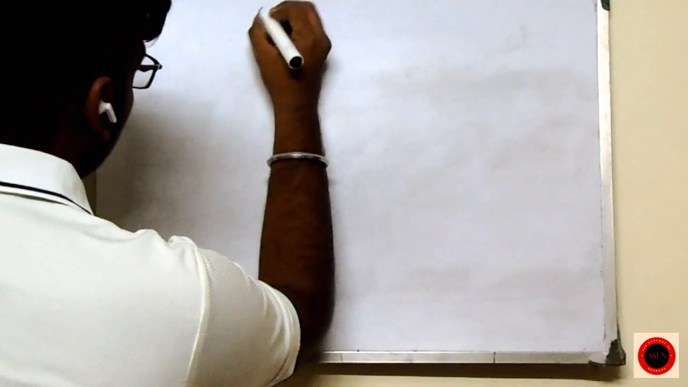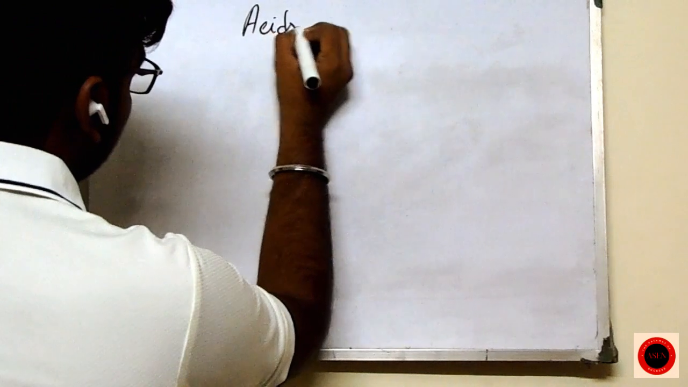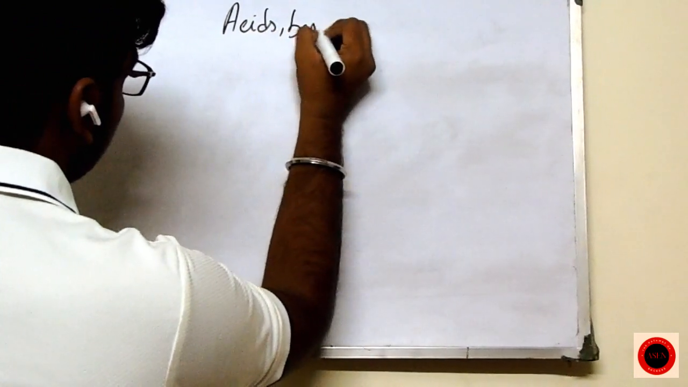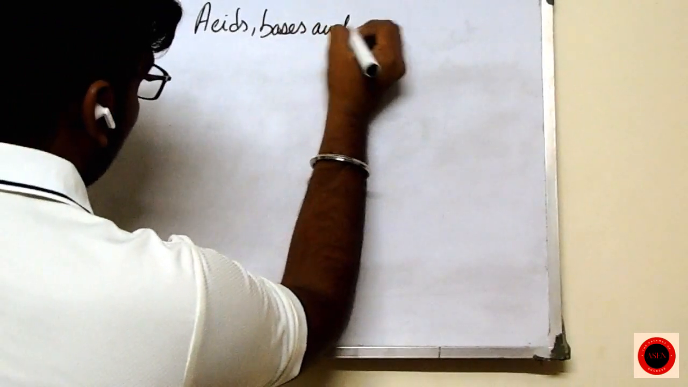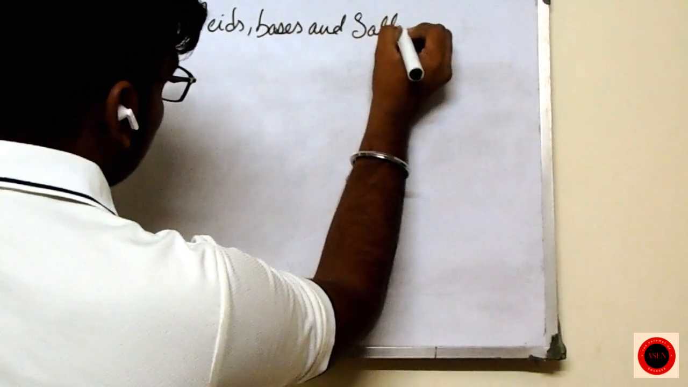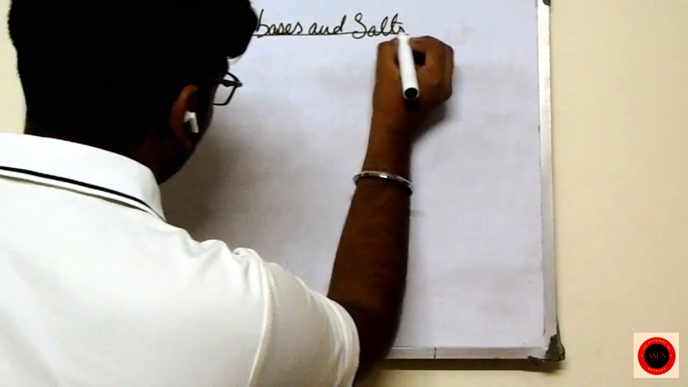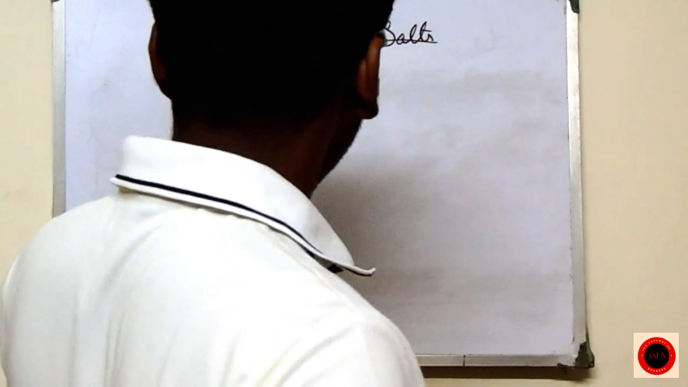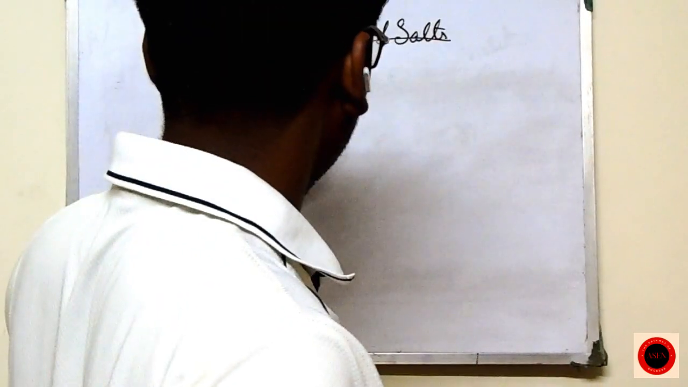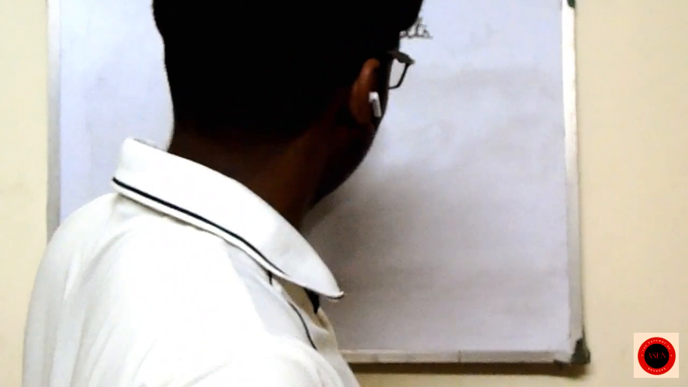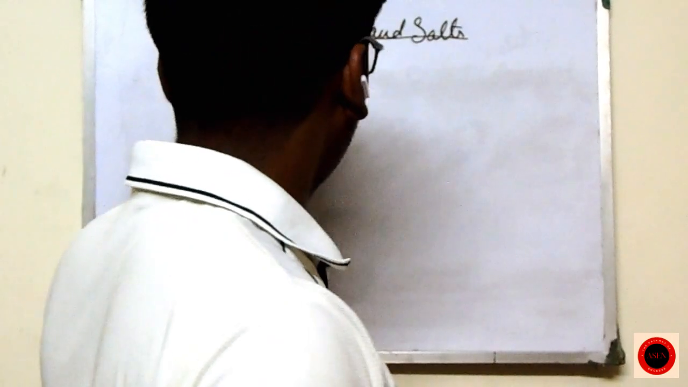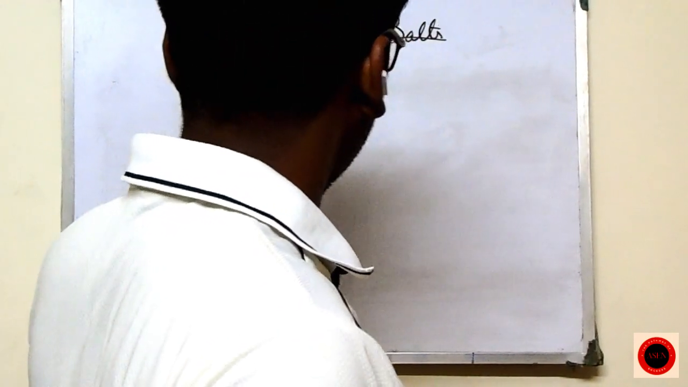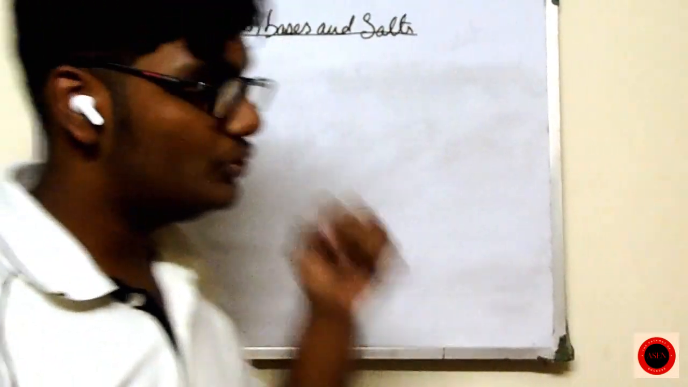So today's chapter is acids, bases and salts. We all know that there is a certain substance known as acid and another substance, base. What are the basic differences between these two, acids and bases?